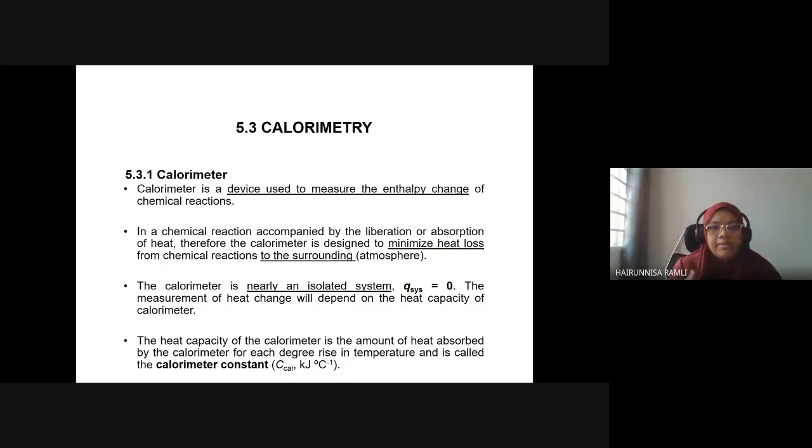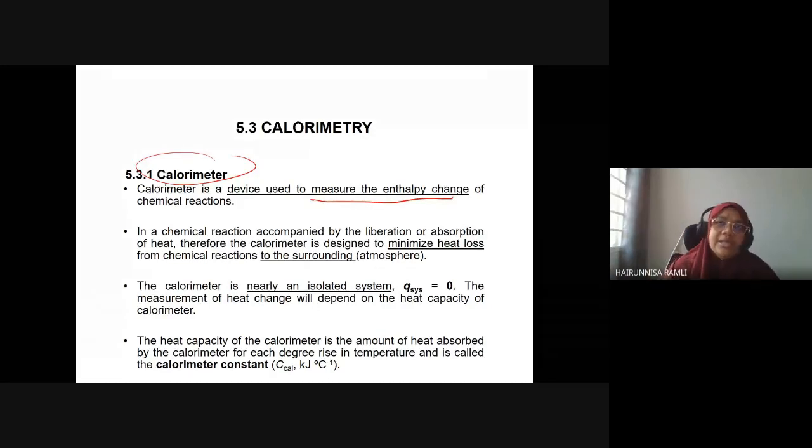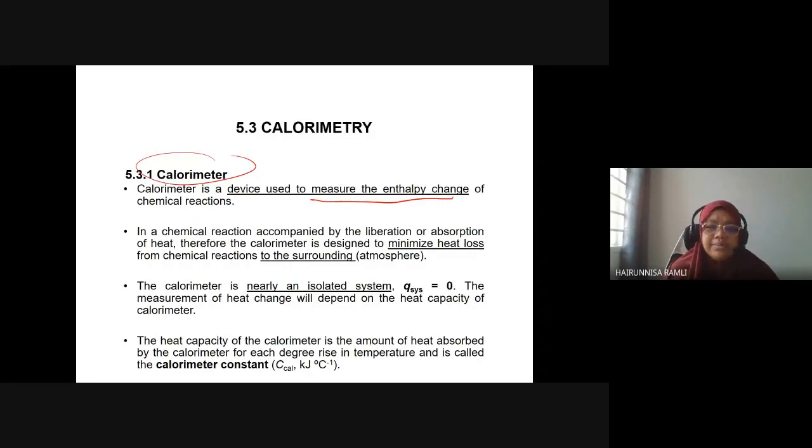First, maybe saya akan bagi introduction dulu lah for the calorimetry. Of course, kita akan use a device. Device, we call it as calorimeter. Use untuk apa? To measure the enthalpy change. Kita mention tadi thermochemistry. Ada chemical reaction kan. So how you want to measure the enthalpy change? By putting that reaction in the calorimeter. So device ni lah yang kita pakai.